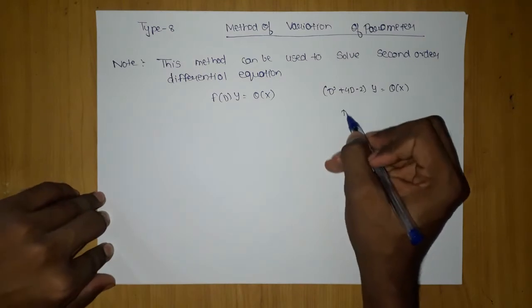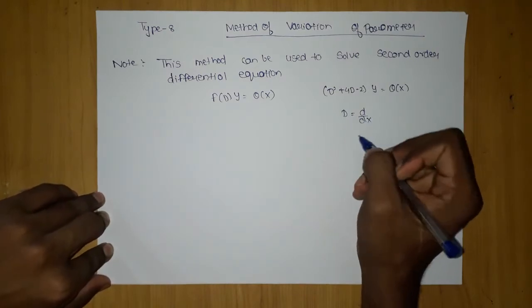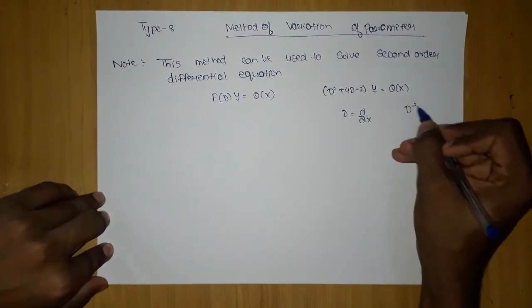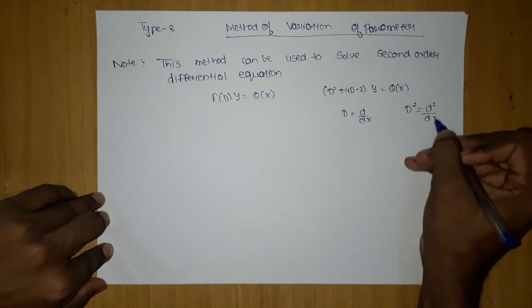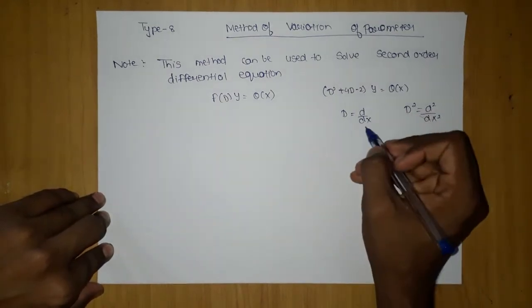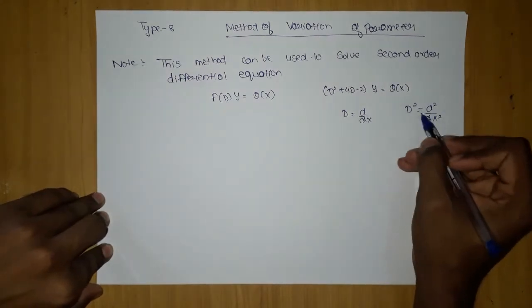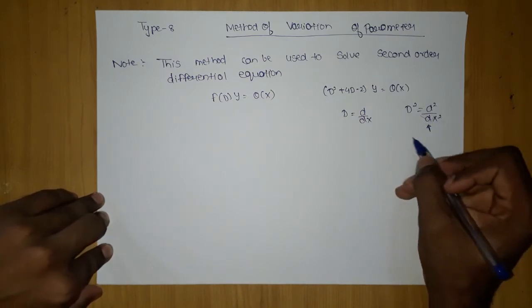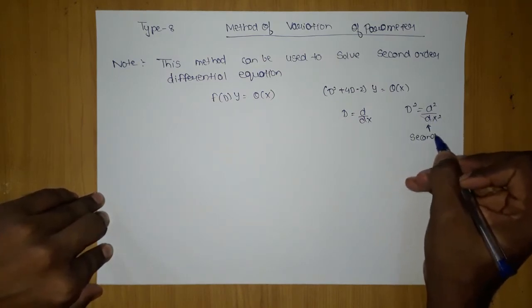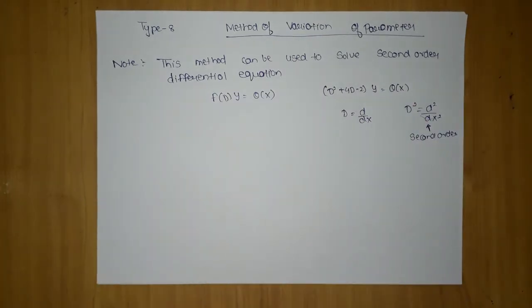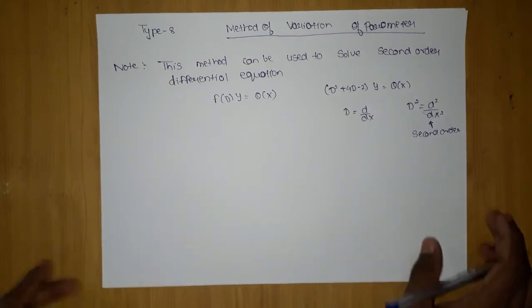Now how do you know that it is second order? If you remember, D is what? D by dx or d by dy. So what we said, D square is what? D square by dx square. Remember this thing? D was d by dx and D square was d square by dx square. So this is what you call second order differentiation. So this is a second order differential equation. Wherever D square is present, you will say the equation is a second order differential equation.